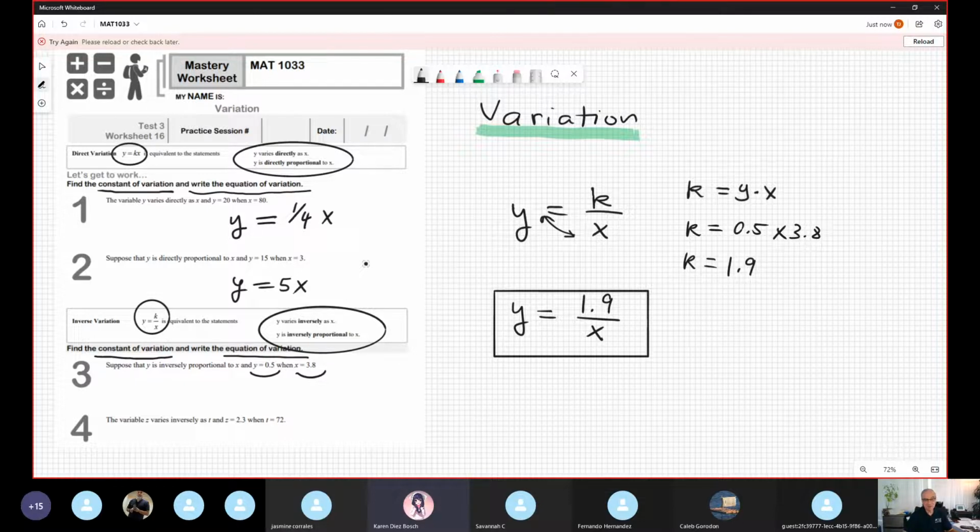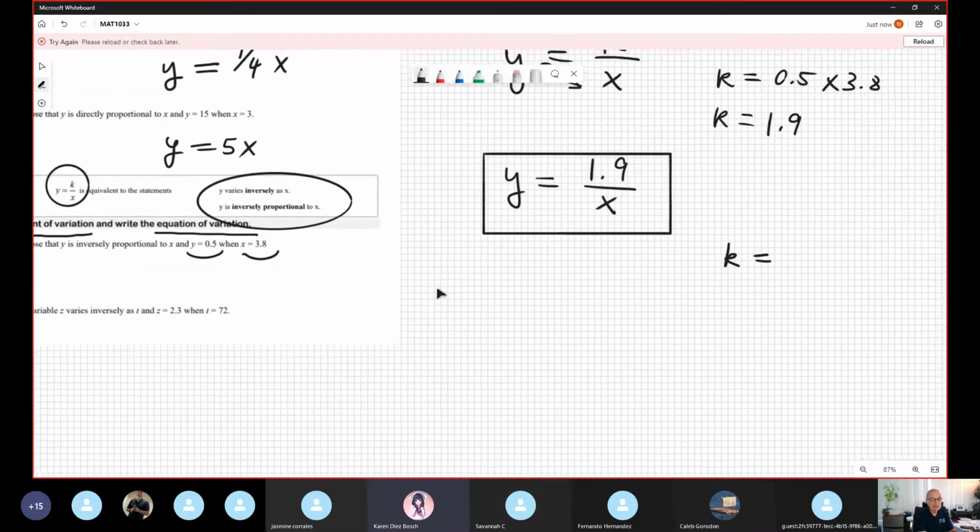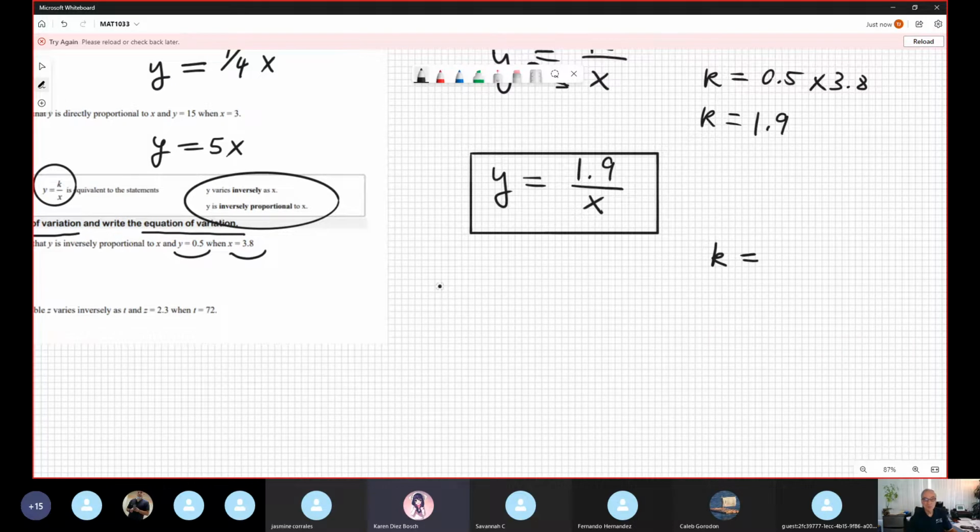Okay, it's similar. And in number 4, the constant is the multiplication. This is the variable now, because the variables change according to the problem. This is a t and this is a z. The formula would be, I suppose, c is the dependent variable, the constant of variation, divided by t. This is the formula, and k is the multiplication of c and t.